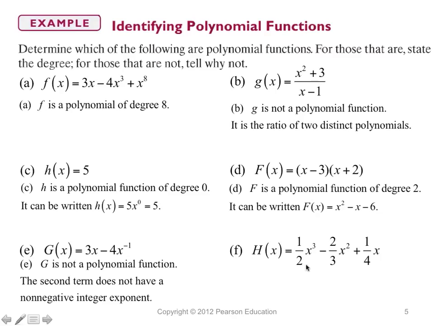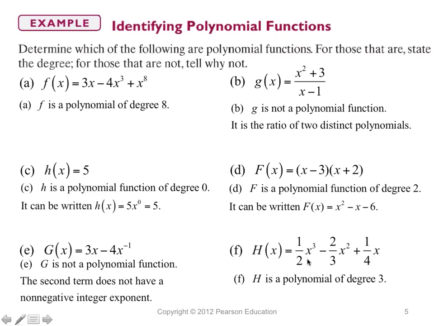And if we take a look at h of x, we have h of x equals 1/2 times x cubed minus 2/3 times x squared plus 1/4 times x. Now you'll notice we don't have as nice of numbers out in front here, but it doesn't matter.